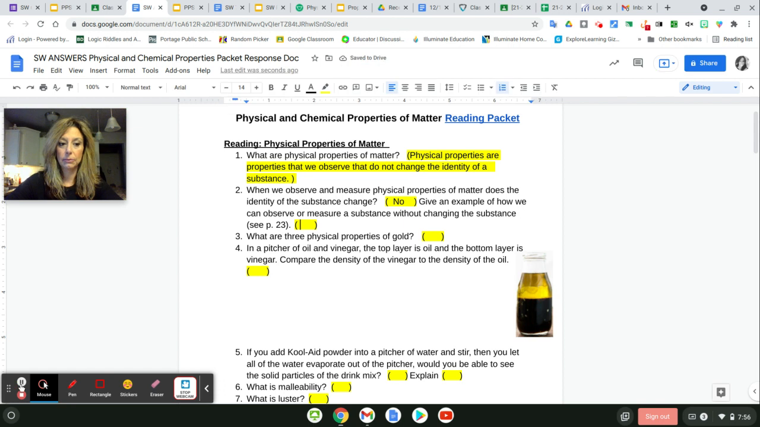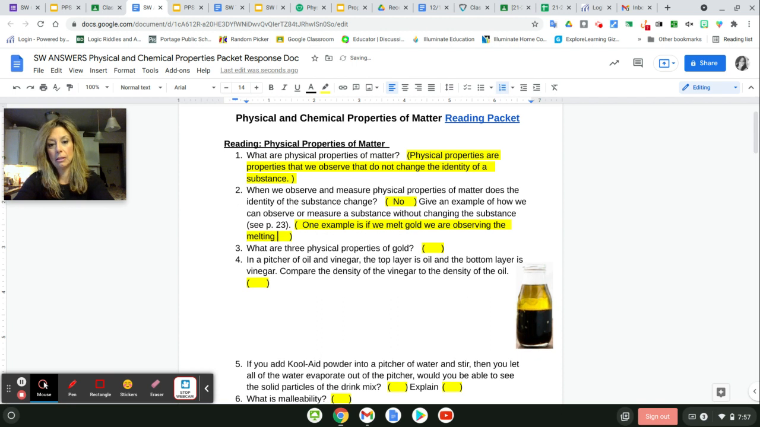And I've lost internet. Okay, hopefully I'm still on. All right, I lost internet there for a sec. Okay, so I'm just going to type in here one example. Come on, computer. All right, one example is if we melt gold, we are observing the melting point, but the gold still remains gold.